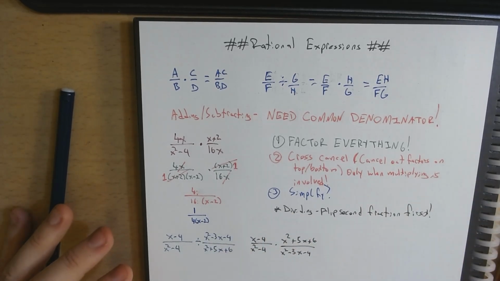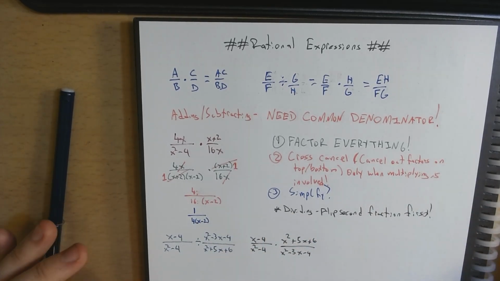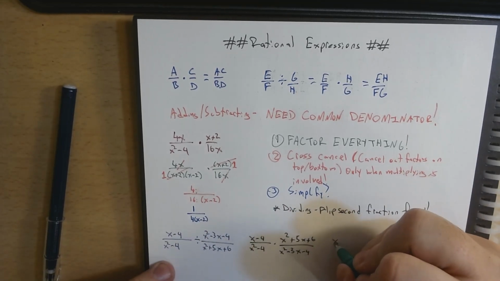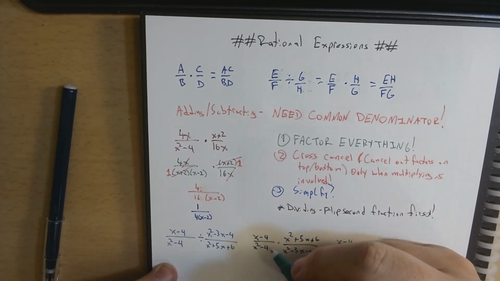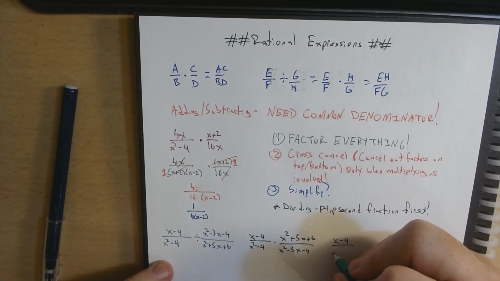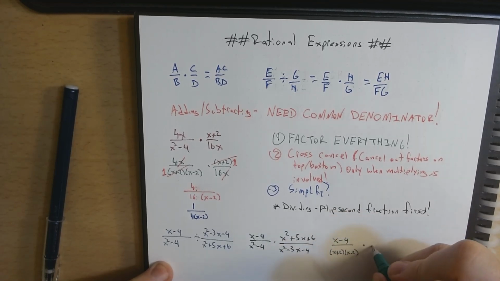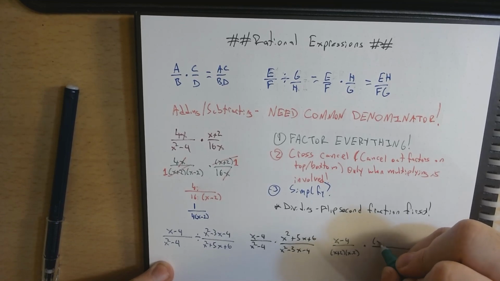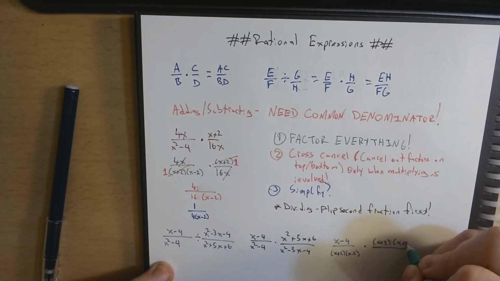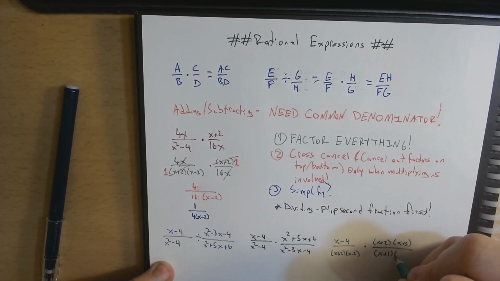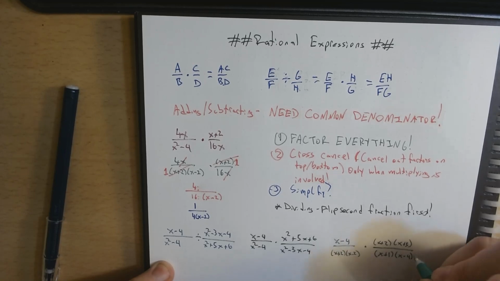Now factor everything. I'm going to go horizontal just to save a little bit of room since I don't have to write these again. x minus 4 is just an x minus 4. Luckily we did this one up here. It's a difference of squares, so you have x plus 2, x minus 2. If you were to factor this next one, you'd get x plus 2, x plus 3, and on the bottom, x plus 1, x minus 4.